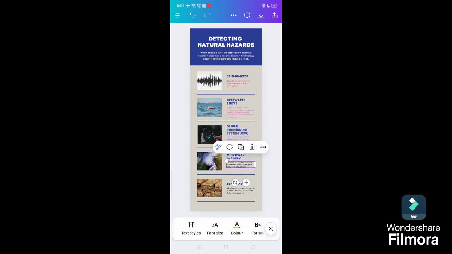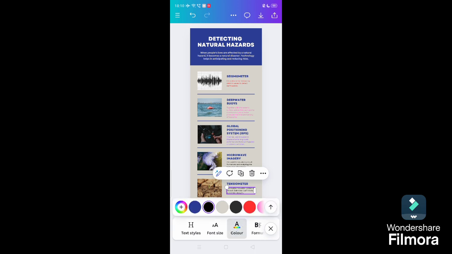Okay, now another we have is microwave imagery, which is used for visualizing cloud formations and analyzing the behavior of cyclones. Now coming to another one, the tensiometer. The tensiometer indicates the water content of the soil, and scientists use this to determine drought. That is all, and we can change the color for this as well. I'll go for the dark blue. So you can change the colors and the size as well.